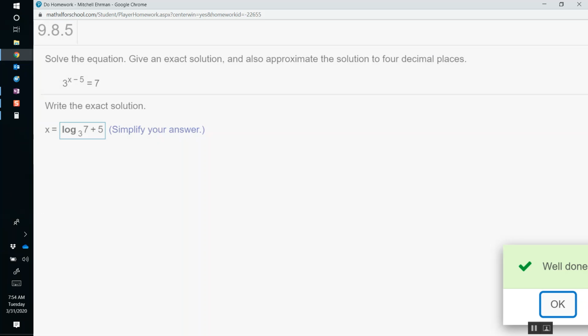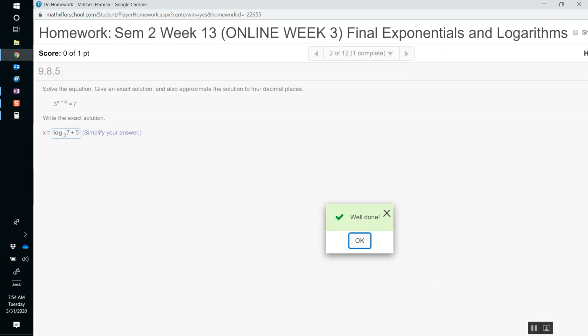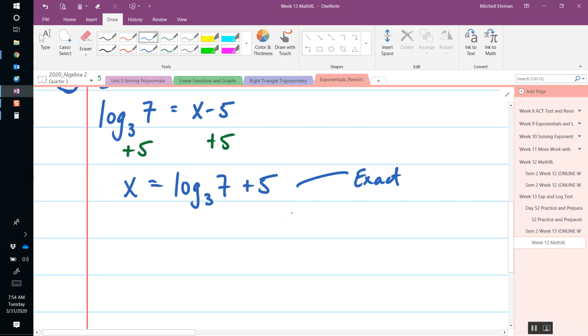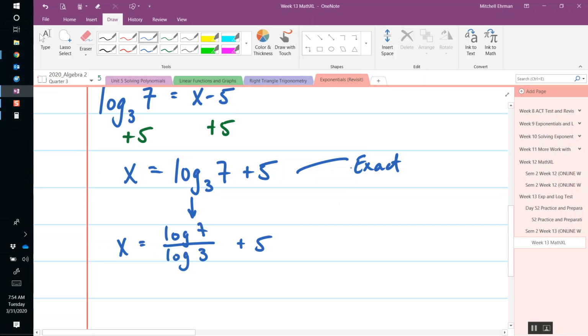And you'll notice that MathXL did accept that as a result, so they're okay with this format. They would have also been okay with this other format if you're so inclined to use it. Either one is perfectly fine, but we could have typed log of 7 over log of 3 plus 5, and this would have been accepted as well as an exact solution. Either one works.